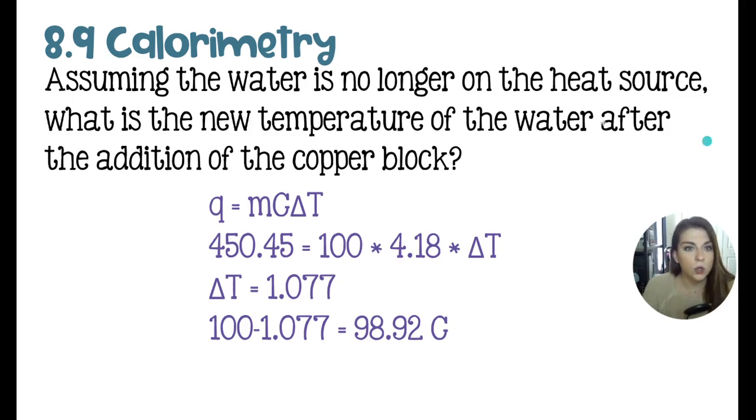So if we know that the water is losing energy, that means that its temperature should be dropping. So we're going to subtract that 1.077, and that leaves us with 98.92 Celsius. That is a very small change in temperature, but this is because we had a very small block of copper with a very low specific heat, so it heated up very quickly.